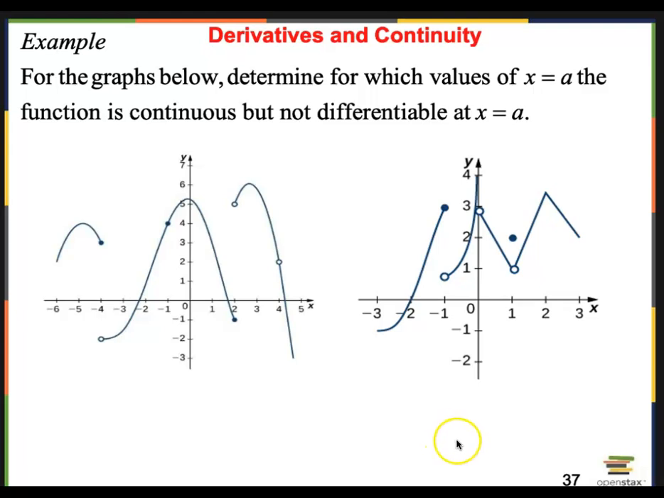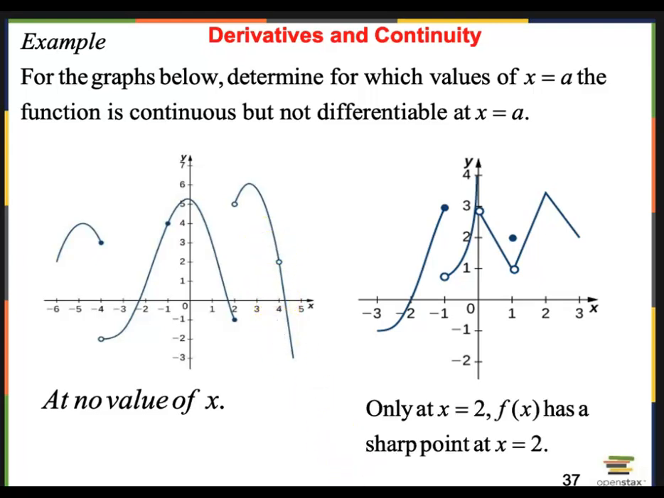So for the graphs below, determine for which values of x equals a, the function is continuous but not differentiable at x equals a. If we look at the first one, I don't see any sharp corners. We're looking at this function, and I don't see any place where, again, the function is continuous but not differentiable. So at the places where it's continuous, it looks like it's also differentiable.